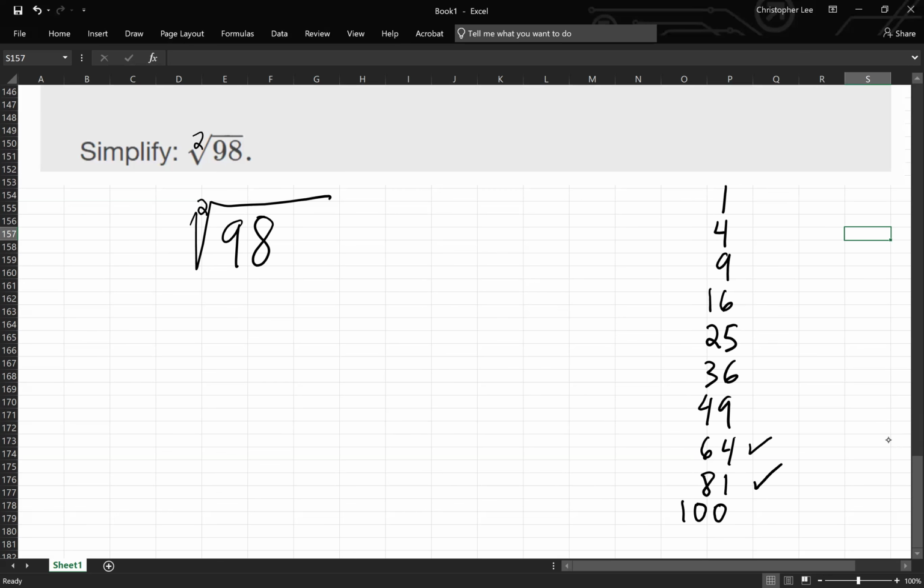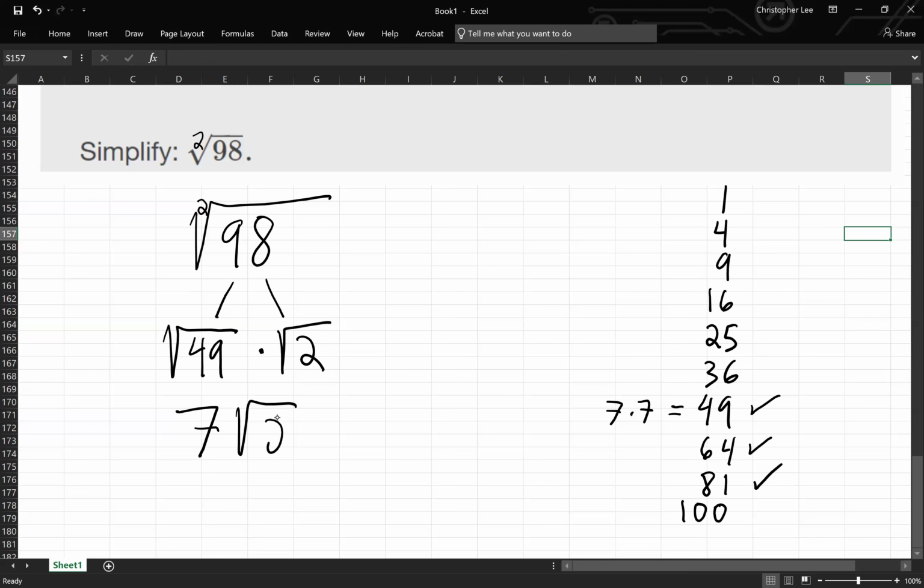128, something like that. That's not 98. So I know that's not it. What about 49? All right. If I double 49, I do get 98, right? So this is going to become the square root of 49 times the square root of 2, right? And then what's the square root of 49? We know that 49 is 7 times 7. So the square root of 49 is just plain old 7, and then square root 2. This is my answer to the question.